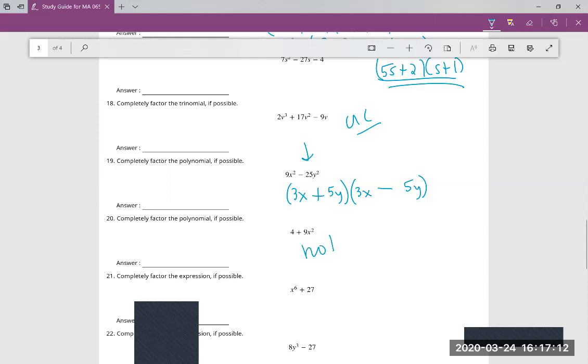This one, not factorable because it is the sum of two perfect squares.